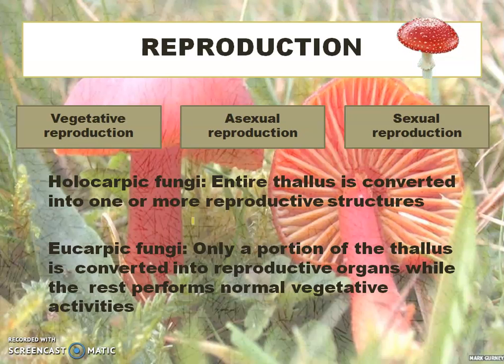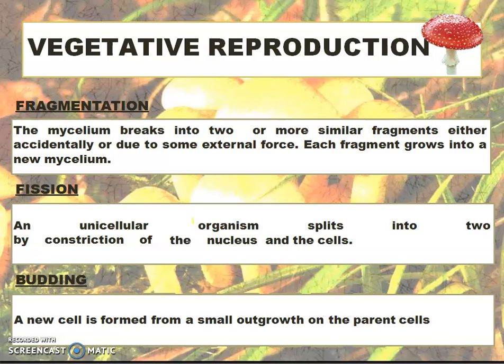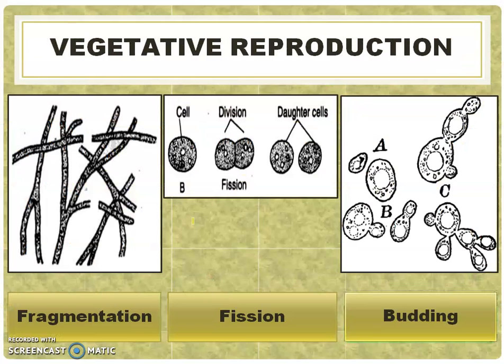Then reproduction is either vegetative, asexual, or sexual. In vegetative reproduction, sometimes it happens that during reproduction the entire thallus is converted into a reproductive body, or you can see that only a portion of the thallus is converted into a reproductive body. According to it, the thallus is holocarpic or eucarpic. Then the vegetative reproduction is by fragmentation, fission, or budding. We know very well fragmentation, the body breaks up into fragments. In fission, the body breaks into two parts. In budding, a bud is formed as an outgrowth on the main body.